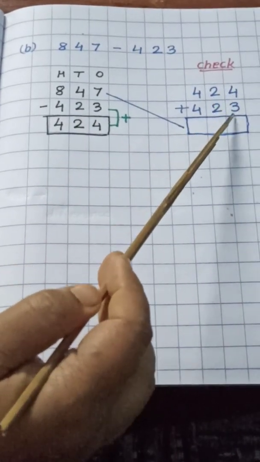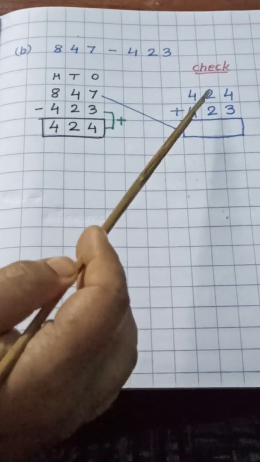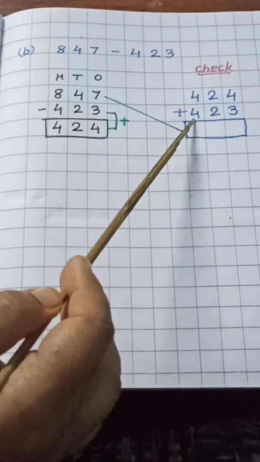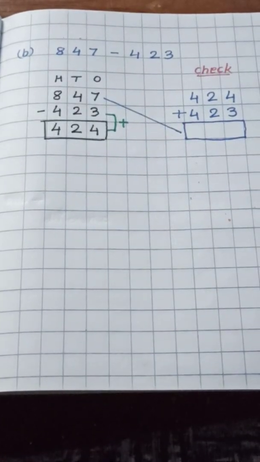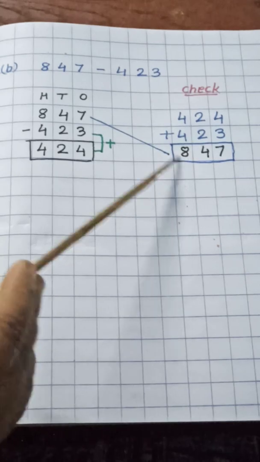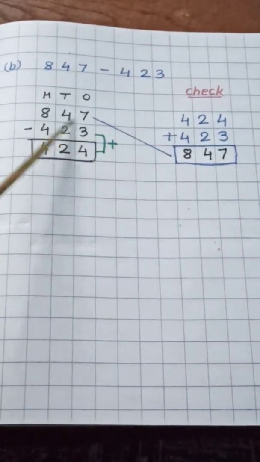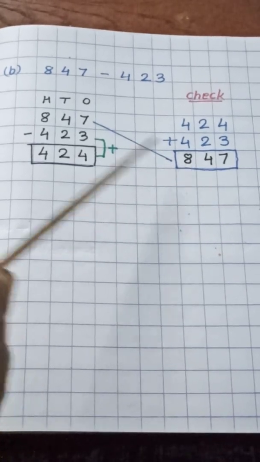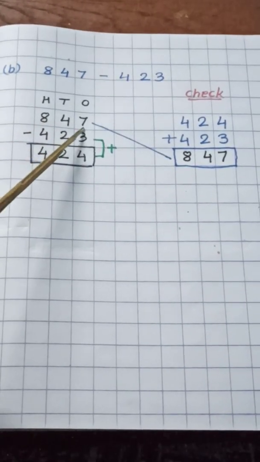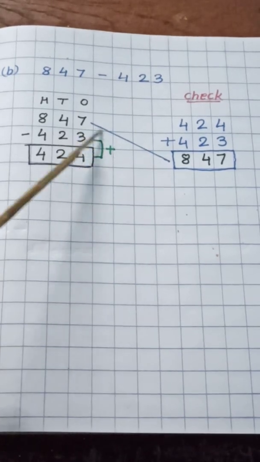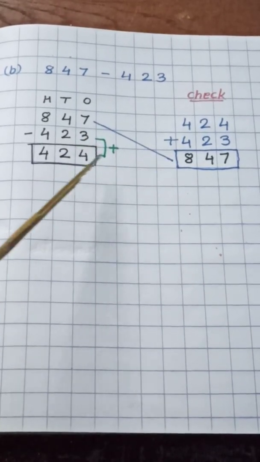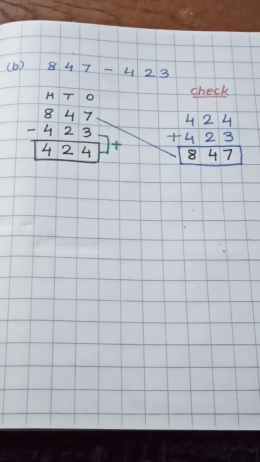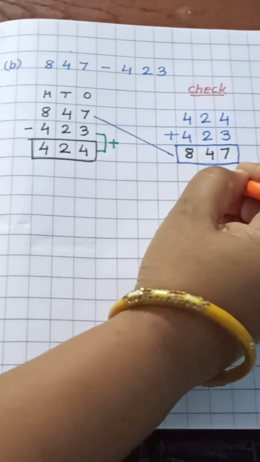So 4 plus 3 is 7, 2 plus 2 is 4 and 4 plus 4 is 8. So write it here. Then compare your sum with the bigger number. Here 847. So the same number came here, 847. Yes, it is correct. So our answer is correct. So what do we put here? We put a tick mark here.